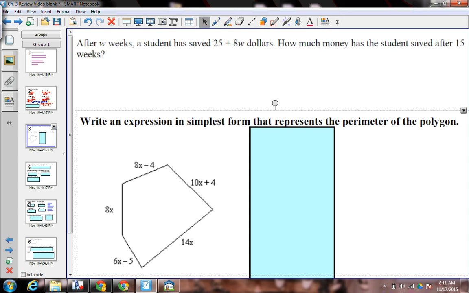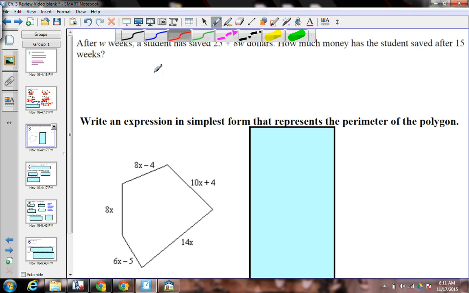Okay, let's practice doing some simplifying and evaluating. For this expression, we know the weeks is 15. So we're going to plug in a 15 for W. So we have 25 plus 8 times 15. In the order of operations, we multiply first. 8 times 15 is 120. So we have 25 plus 120 to get to the total amount saved. Don't forget to put the money sign, the real life problem.